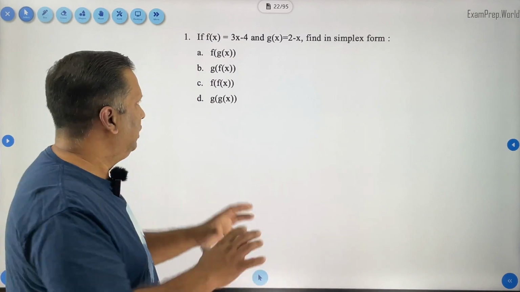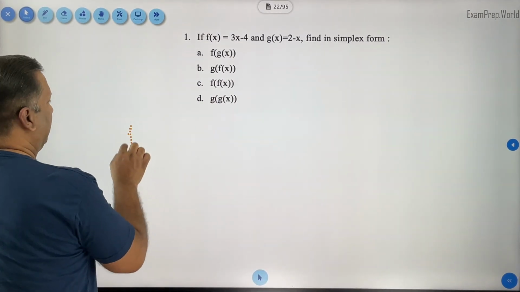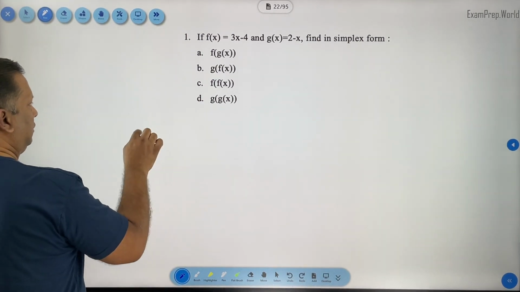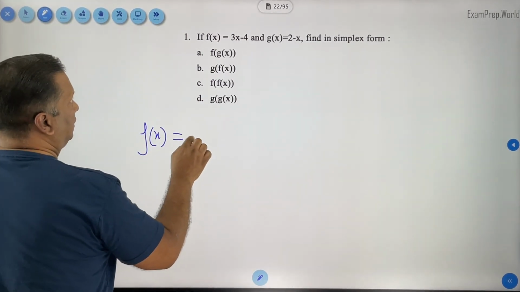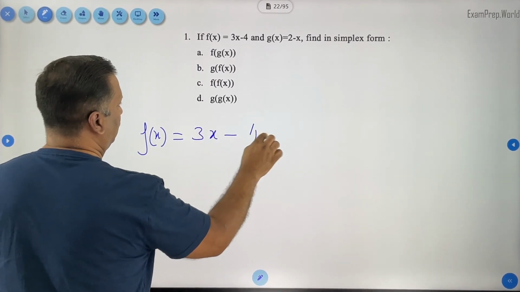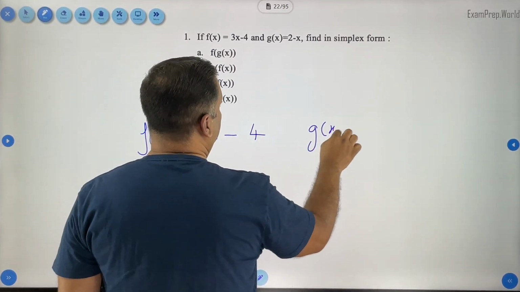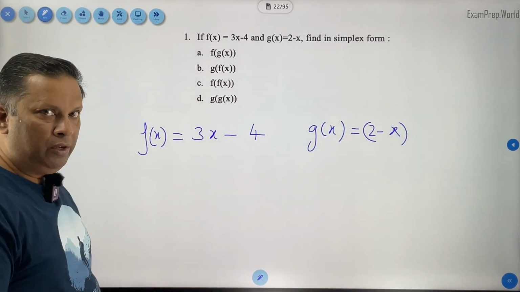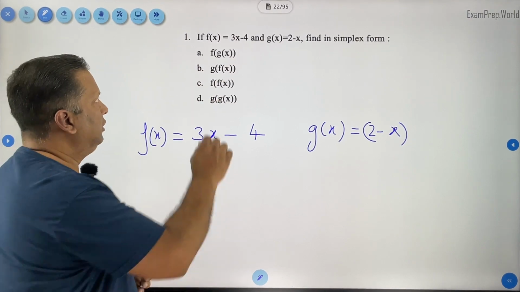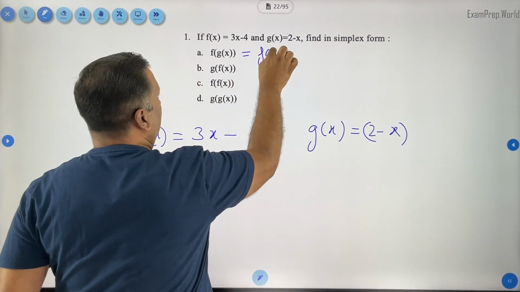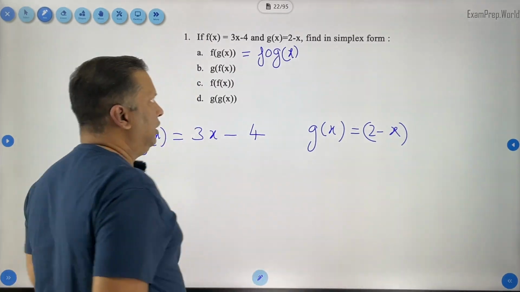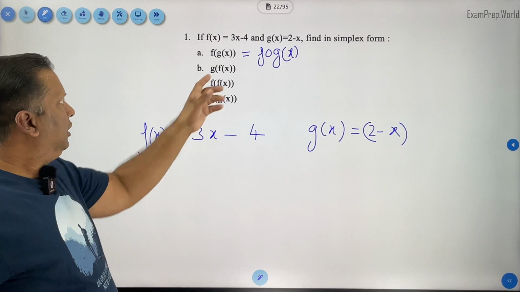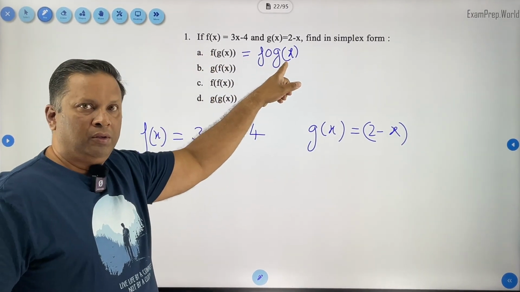How do we do this? I'll show you here. See, we have f of x written like this. Look carefully. f of x is equal to 3x minus 4 and g of x is 2 minus x. These are the functions. When you have to input, this is sometimes also written as f o g x, f of g. So don't get confused, they can give you this or this, they both mean the same.